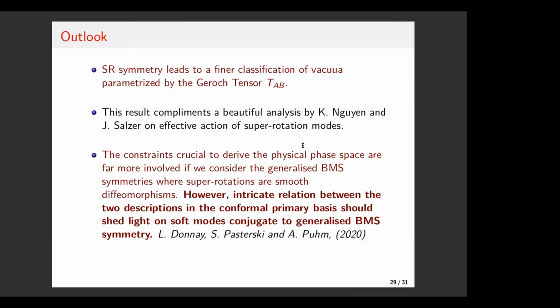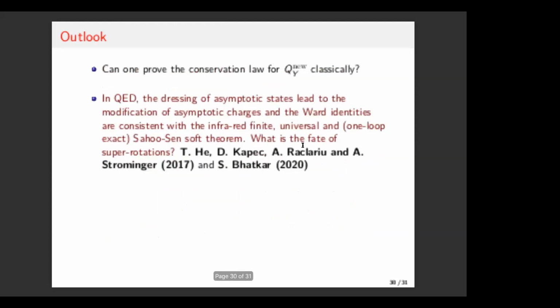But our analysis really relied on solving these constraints to get the physical phase space. This turns out to be much more involved if we look at smooth diffeomorphisms as opposed to holomorphic super rotations. So this is something we have not been able to do yet. But because of the work of Donnay, Pasterski, and Puhm, we know there is a nice relationship, at least in the conformal primary basis, between the soft modes conjugate to the super rotation and the smooth diffeomorphism. So maybe it will help us analyze the physical phase space even for smooth or generalized BMS symmetries.